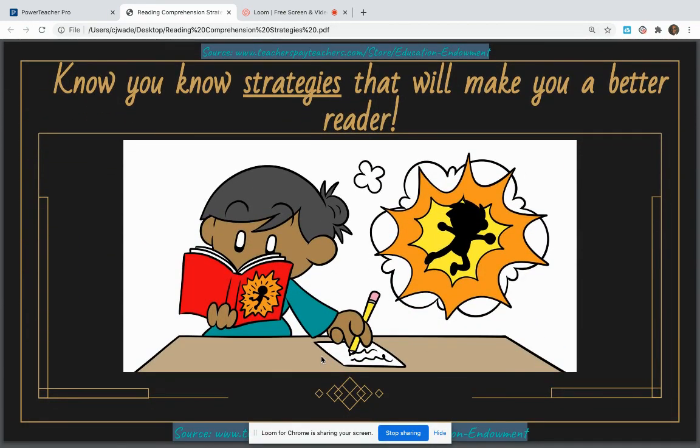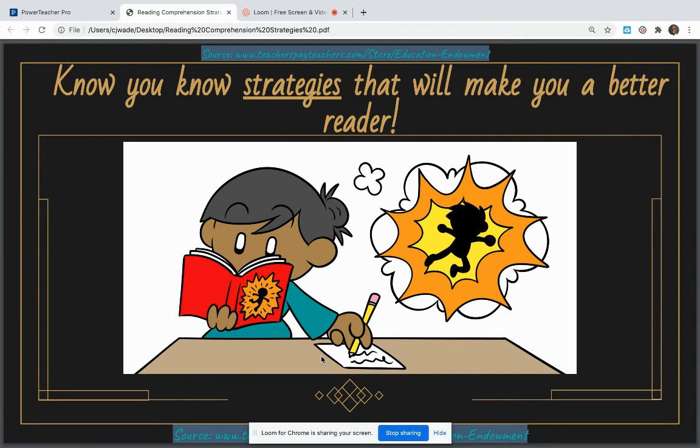Knowing these strategies is going to make you a better reader. And not only that, you'll be able to do what? You'll be able to read for understanding. Not just for content, but for understanding.